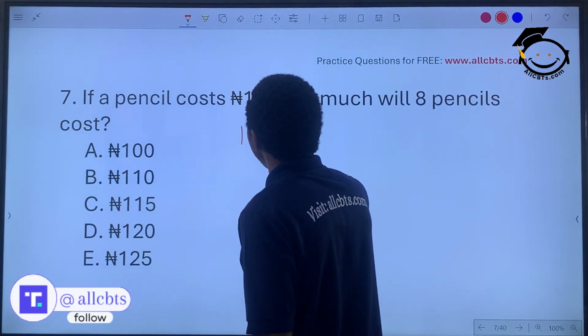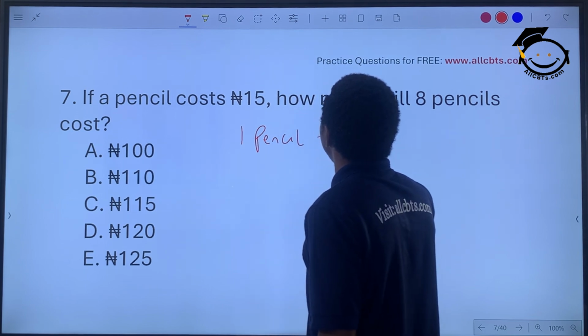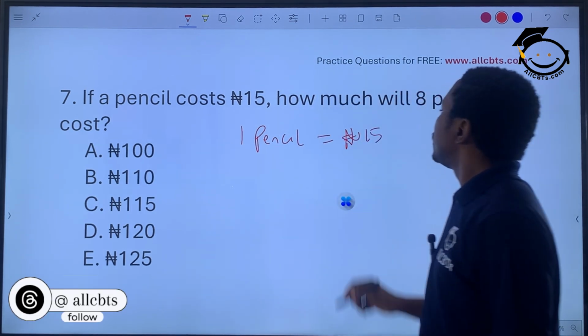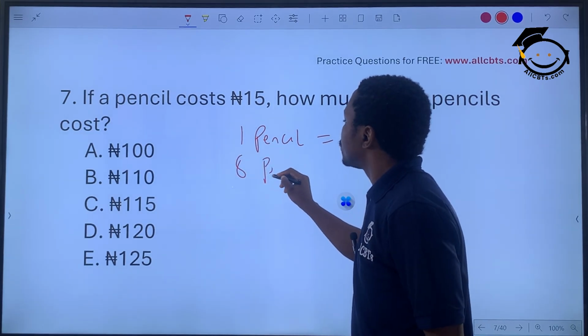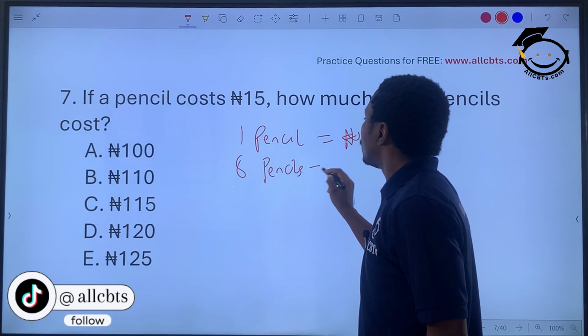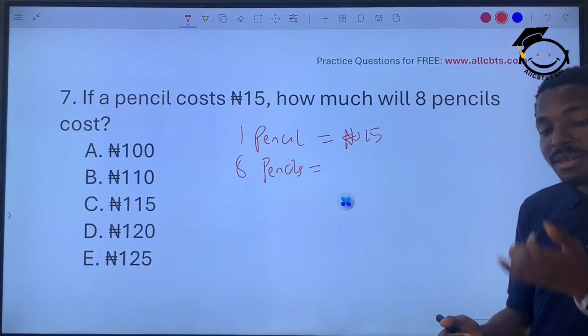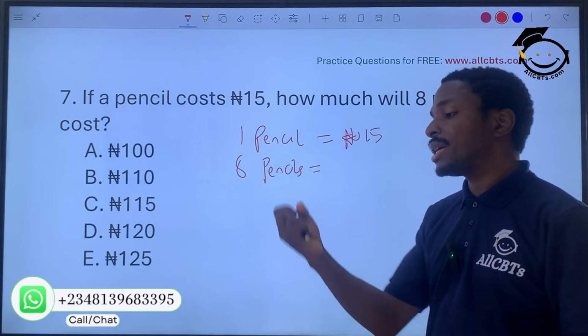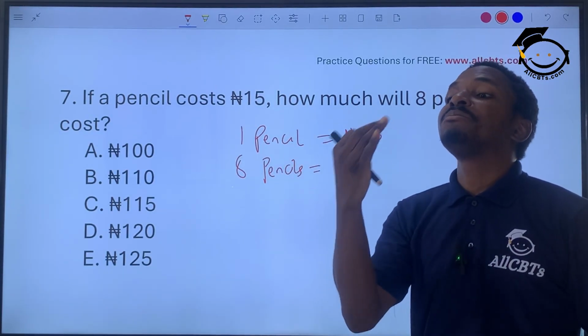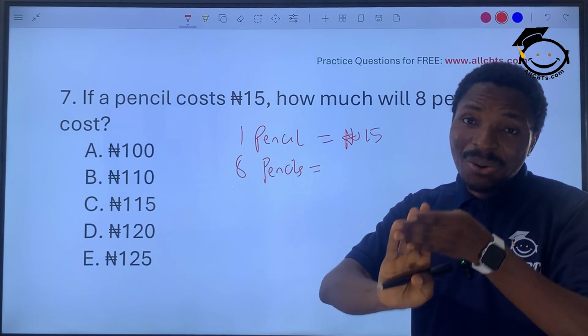So one pencil is 15 naira. So 8 pencils will be what? You can say 15 plus 15 plus 15 plus 15. That's 4 pencils, right? 15 plus 15 plus 15 plus 15, and you add it all together.